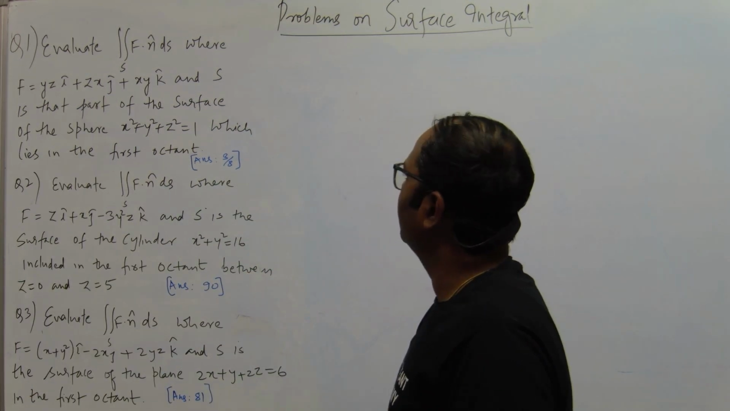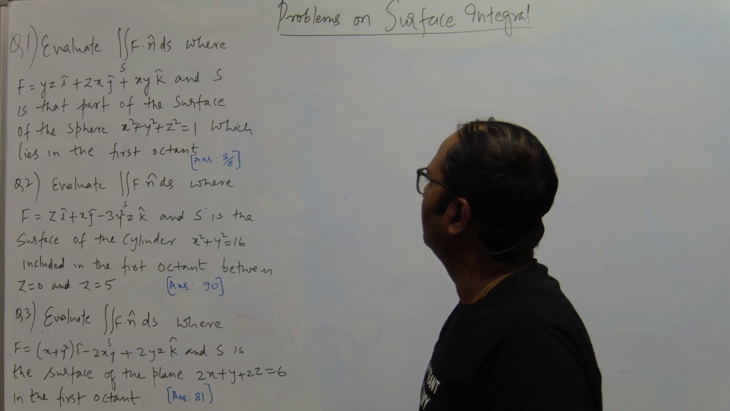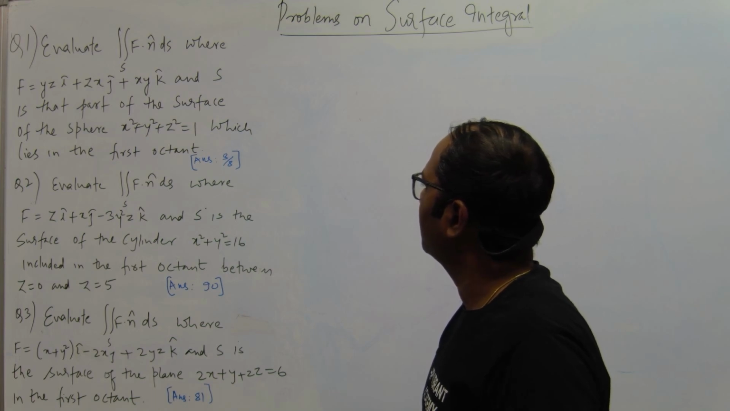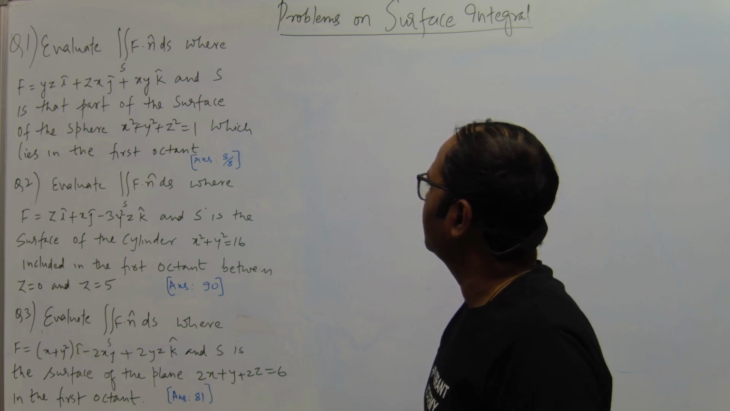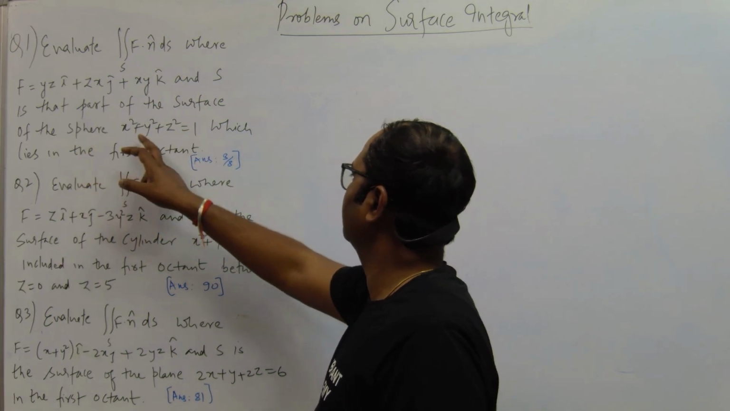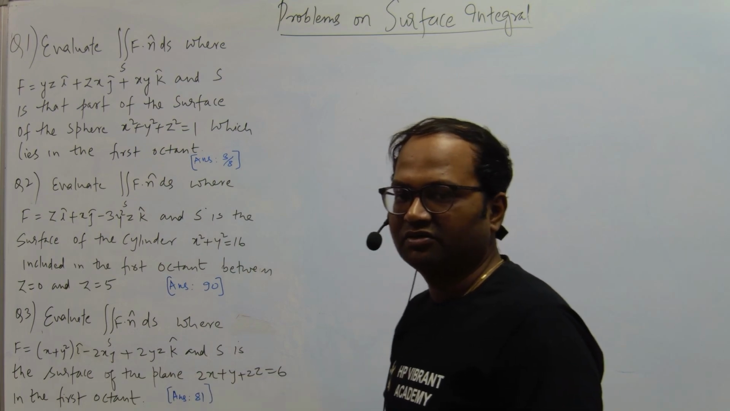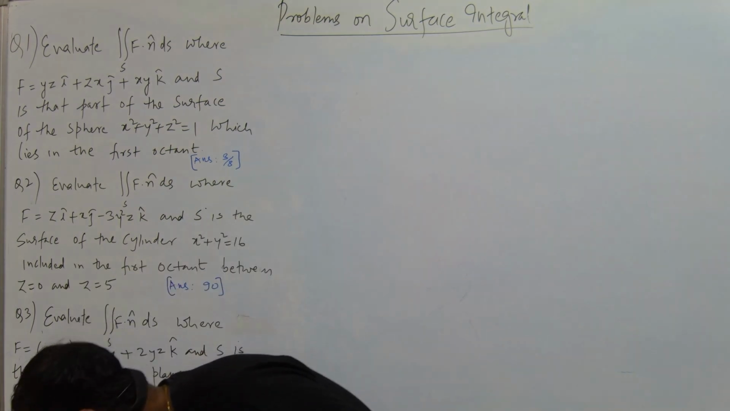So what is given in the question? Evaluate the integral of F dot n cap ds, where F is equal to yz i cap plus zx j cap plus xy k cap. S is that part of the surface of the sphere x square plus y square plus z square equal to 1, which lies in the first octant. Let's solve this question. How can we solve this?